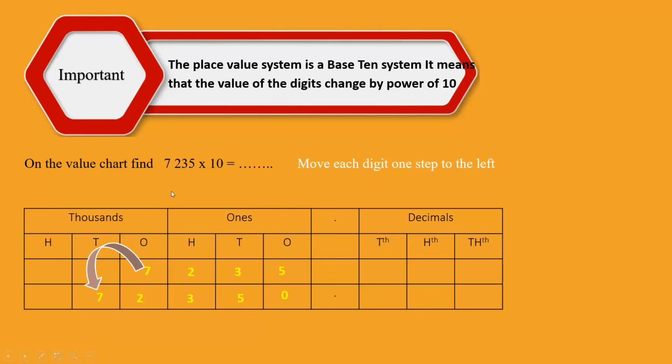Again, we will put the number. Then, in multiply by 10, we will move one place to the left. One place to the left. So it's very important to know the places. It's very important. So 7, we will move to the left one place, it will be here.